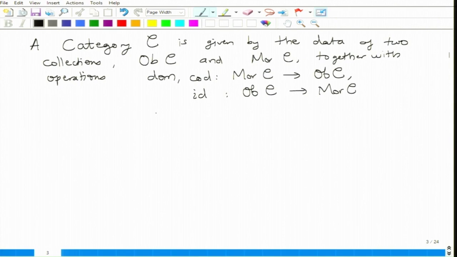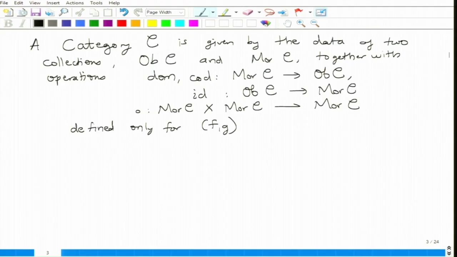And finally, this composition. This is a partial map, Mor C cross Mor C, and you can see this is not a full arrow, because I want to indicate it's a partially defined morphism, defined only for F comma G satisfying domain F is equal to codomain G. Unless this condition is satisfied, you can't define composition.